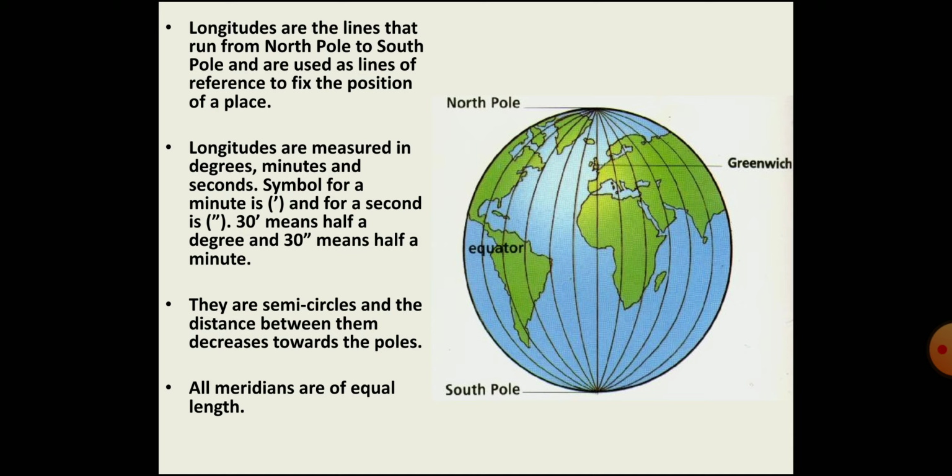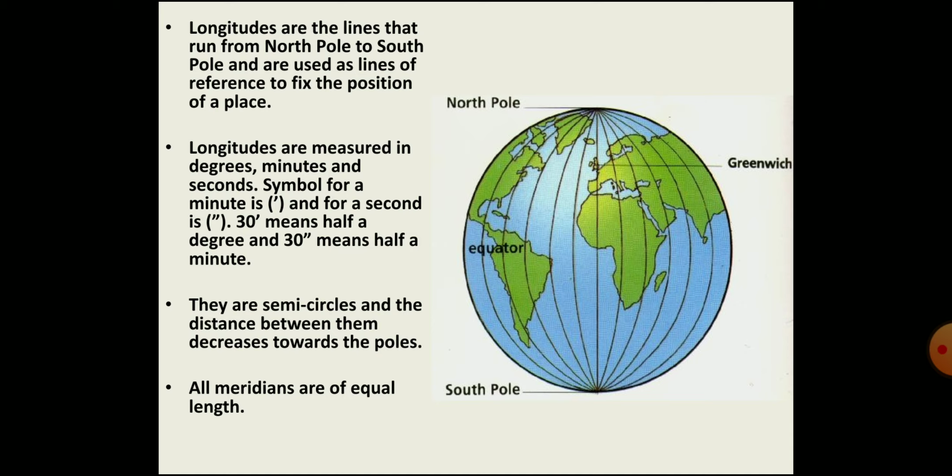Children, these meridians or longitudes are semicircular lines. The distance between the meridians is maximum at the equator. It is about 111 kilometers, and then the distance decreases towards the poles, as you can see in the image in front of you. And at the poles, the distance between each longitude becomes 0. It is because all the longitudes meet at the poles.